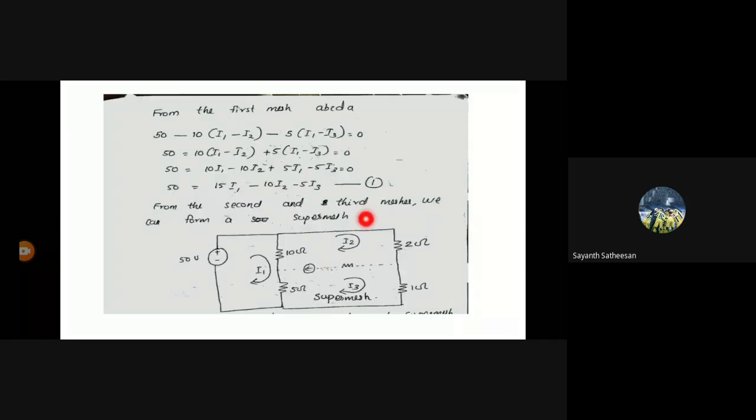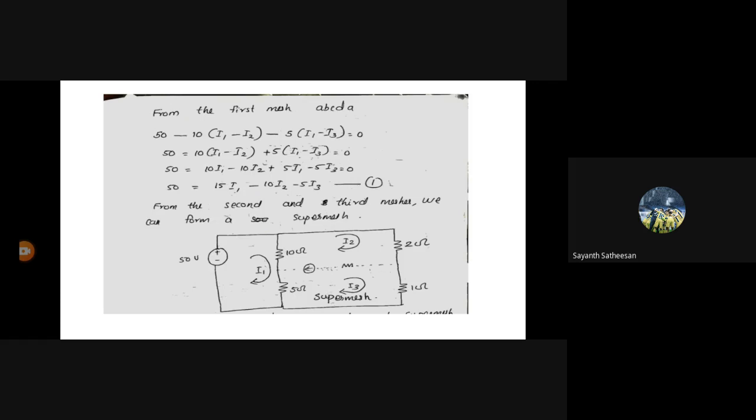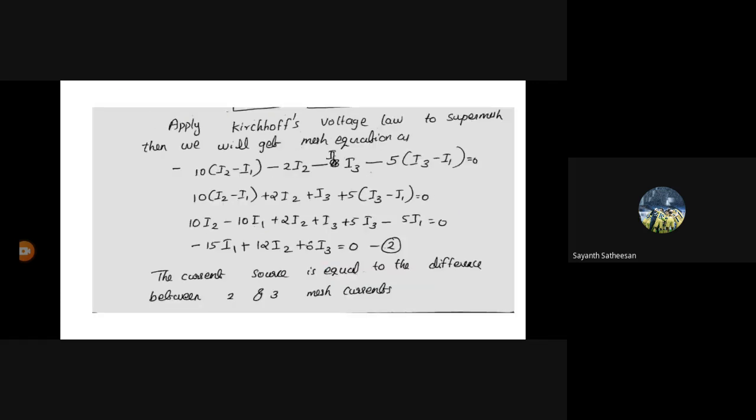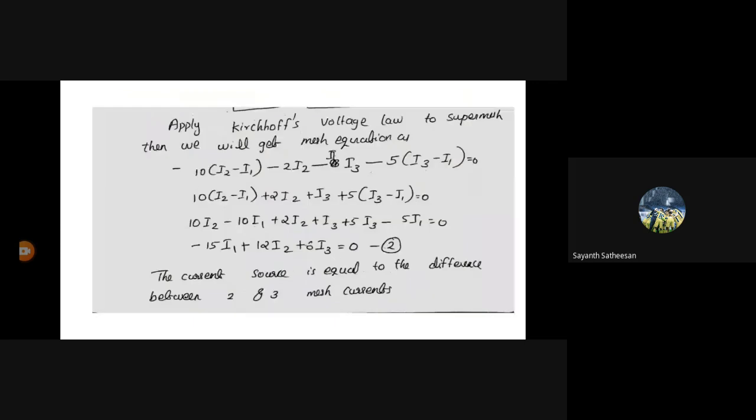And the next is 2 ohm, current flowing through it is I2, so that is minus 2 I2. And next I am taking 1 ohm, here also current is flowing downwards, so that is equal to minus I3. Next is 5 ohm, current is minus 5 into I3 minus I1. And here there is no voltage source, so I am equating the summation of the voltage drop across each component equal to 0.